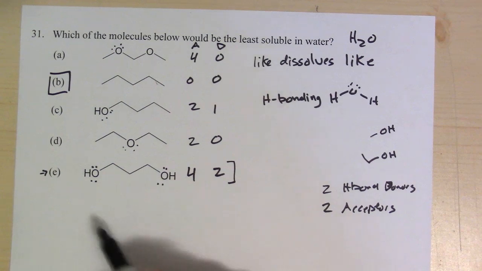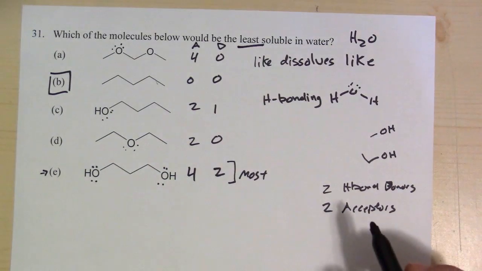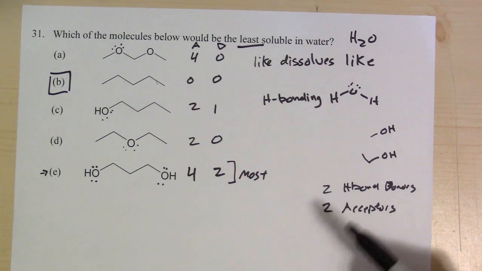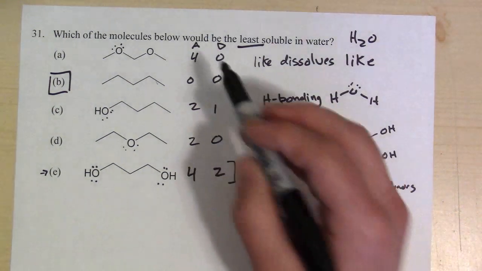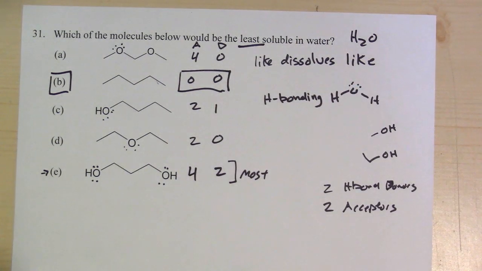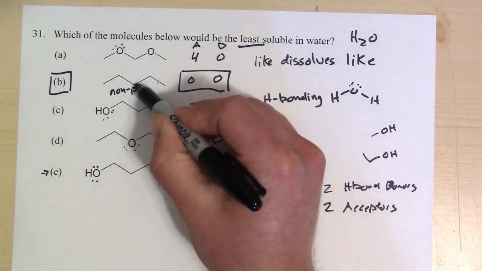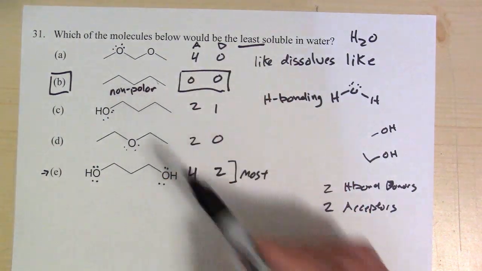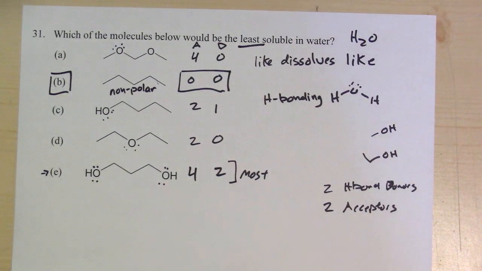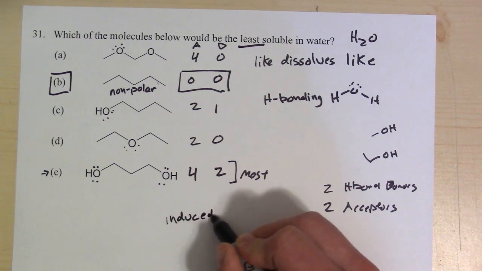This is actually the most soluble in water. We're looking for the one that is the least soluble. So the one that is the greatest mismatch of intermolecular forces, the most dominant here being hydrogen bonding. So this one has no hydrogen bond acceptors. It has no hydrogen bond donors. This is completely nonpolar. So this is only going to be able to interact with water through induced dipole interactions, which is the lowest ranked of the intermolecular forces.